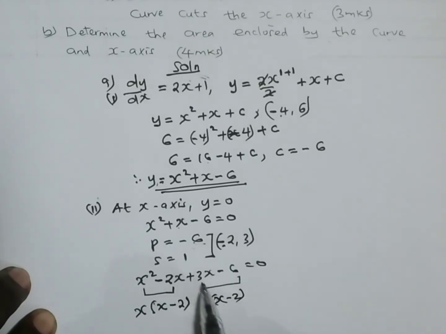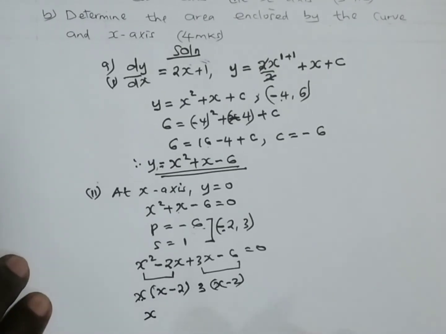Then you look at this other pair. Which number are we going to put outside, so that when we multiply by the bracket, we get 3x minus 6? That is going to be positive 3. From there, we combine these two terms which are outside the brackets. We are going to have x plus 3.